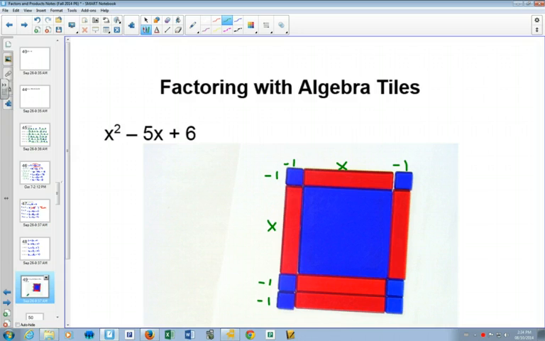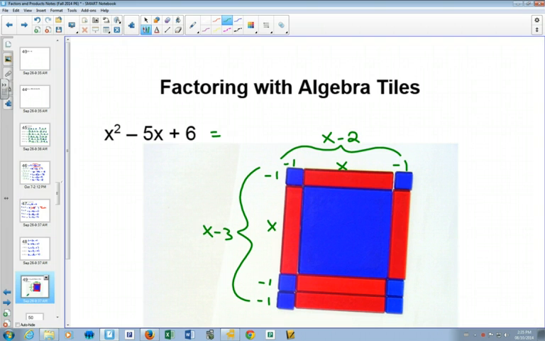Can you see that when I have the negative 1 times negative 1, that should give me a blue one? But negative 1 times x should be a negative x. And if I look at this side, what do I have in the end? x minus 2. And this side, x minus 3. The area is our answer. It's a rectangle, and rectangles are length times width to find area. That's the same as what you guys found for factoring.